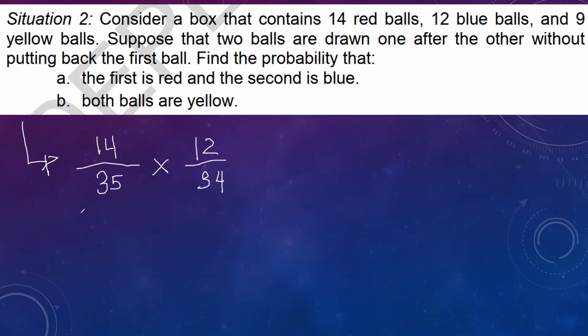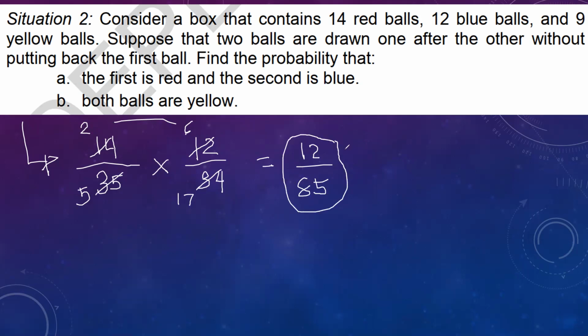So unahin natin itong 14 out of 35. This can be divided by 7, so this is 2 over 5. Tama? 12 at saka 34 can both be divisible by 2, so this is 6 over 17. Ang 2 at 17 naman wala, 6 at 5. So we can proceed. 2 times 6 is 12, and 5 times 17 is 85. So our final answer is 12 over 85.